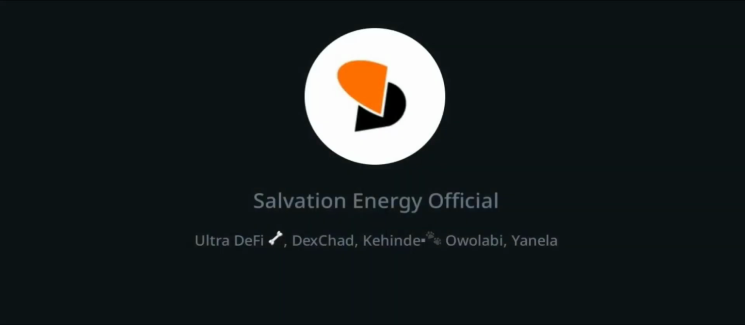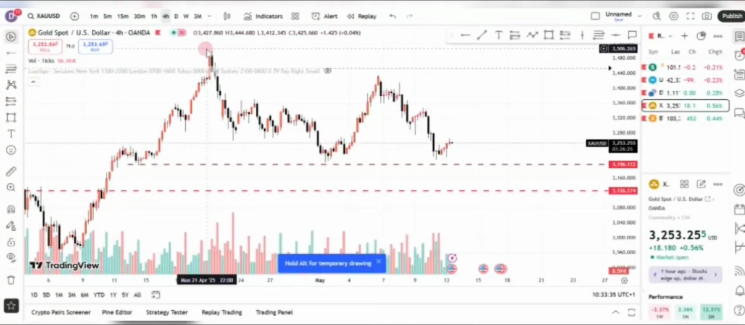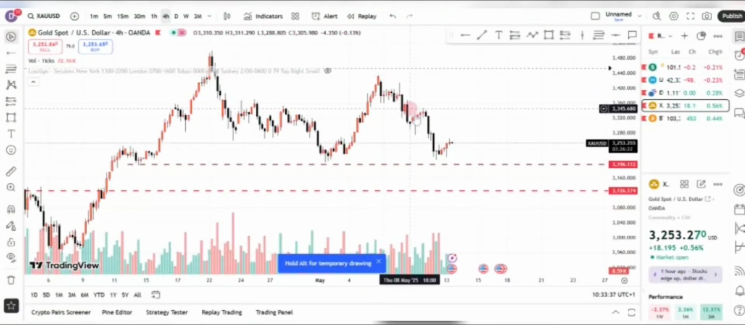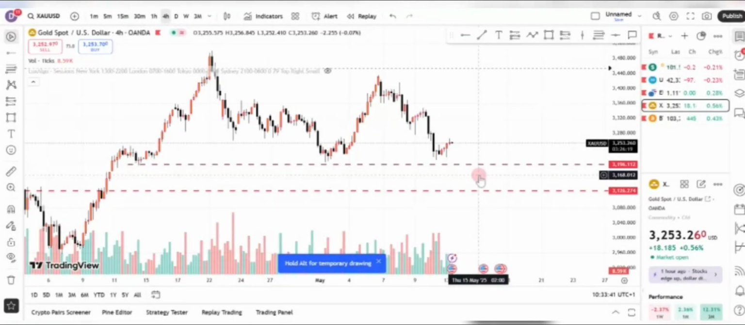If we look at the 4 hours, you can see the trend. Price is coming into this zone. And remember we picked up this zone from where? From the weekly into the daily.